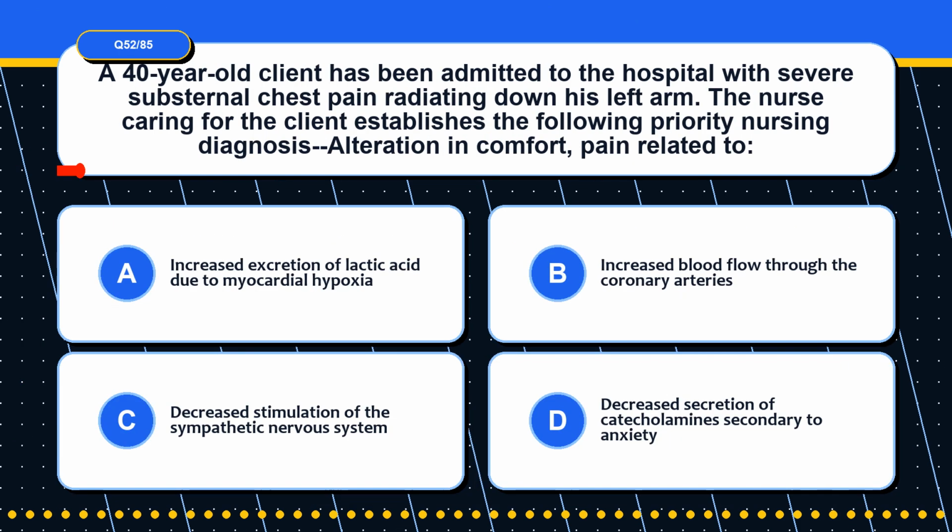Question 52. A 40-year-old client has been admitted to the hospital with severe substernal chest pain radiating down his left arm. The nurse caring for the client establishes the following priority nursing diagnosis: alteration in comfort, pain related to. Here are the options. Option A. Increased excretion of lactic acid due to myocardial hypoxia. Option B. Increased blood flow through the coronary arteries. Option C. Decreased stimulation of the sympathetic nervous system. Option D. Decreased secretion of catecholamines secondary to anxiety.